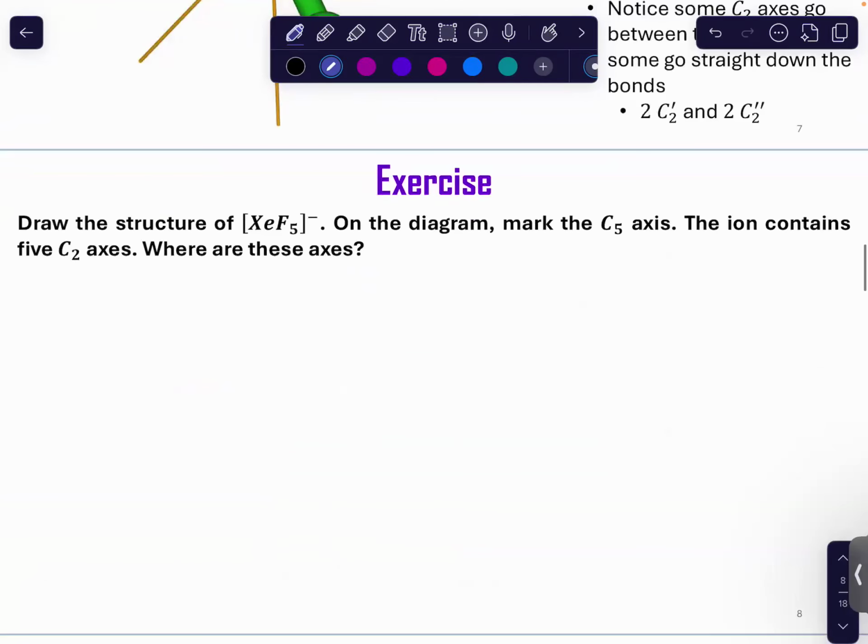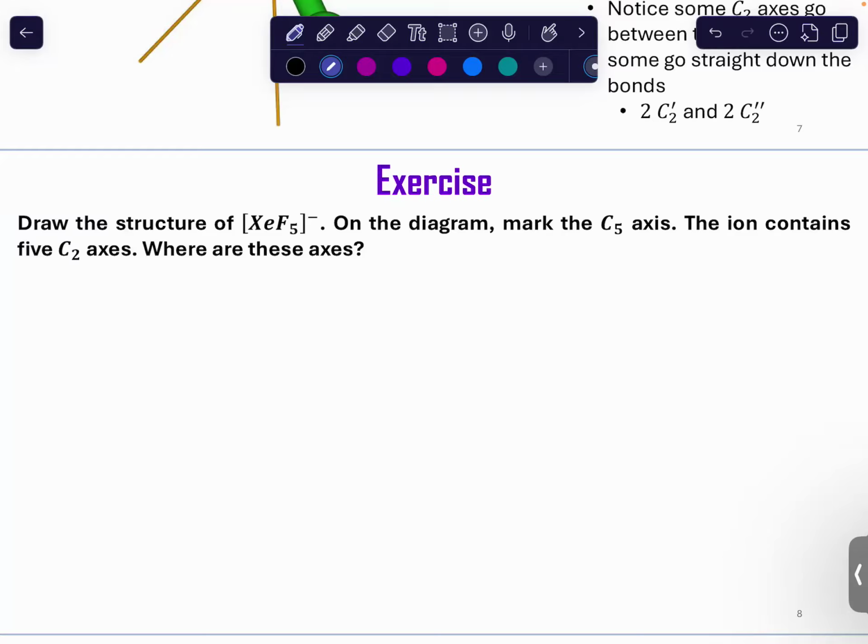So let's look at this. Let's draw the xenon pentafluoride ion. On the diagram, let's mark the C5 axis. And the ion contains 5 C2 axes. Where are they? So it's going to be flat, and they're going to be fanned out. Yeah. So this is going to be flat.